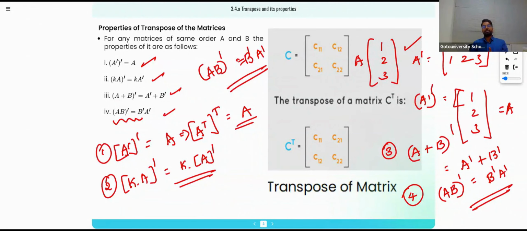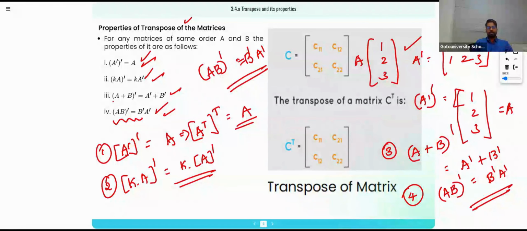That means these rules, without any terms and conditions, without any exceptions, will always be true. If there were an exception, we would have mentioned that. As there is no exception, this rule has to be universally true in all cases, right? Let me repeat these properties again. One is when you take the transpose of a transpose, you get the original matrix which was given. And when you take the transpose of a matrix multiplied with a scalar, you can take the scalar outside and multiply with the transpose of the matrix, and you'll get the same result.